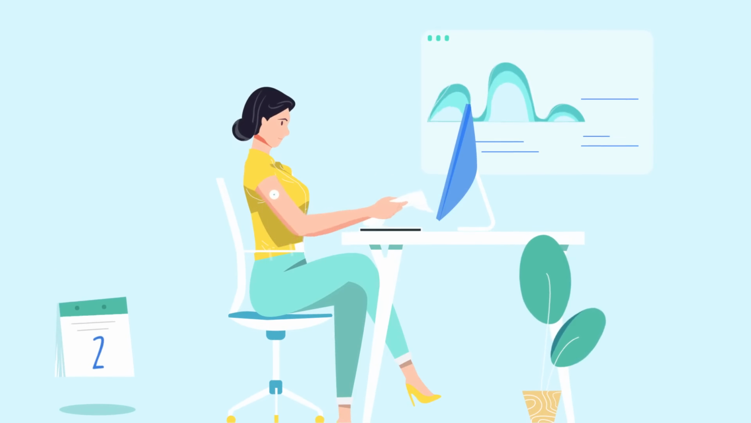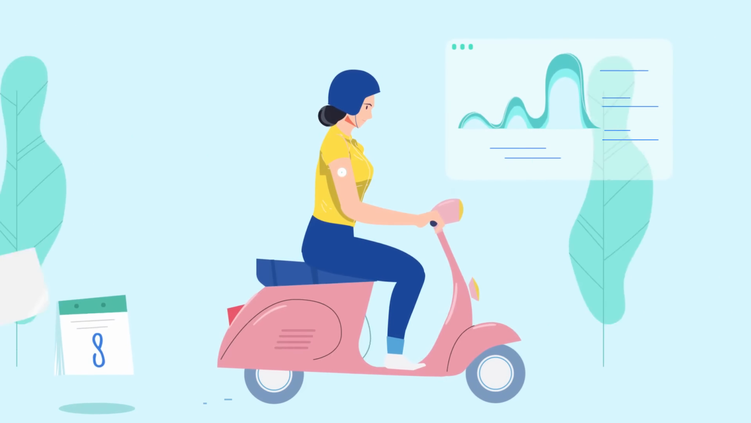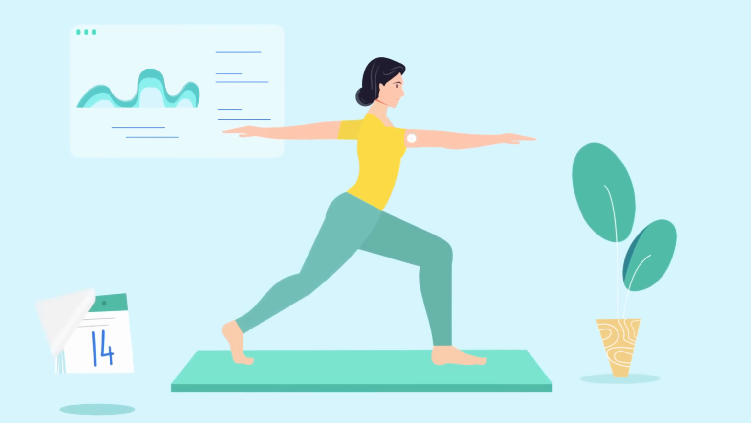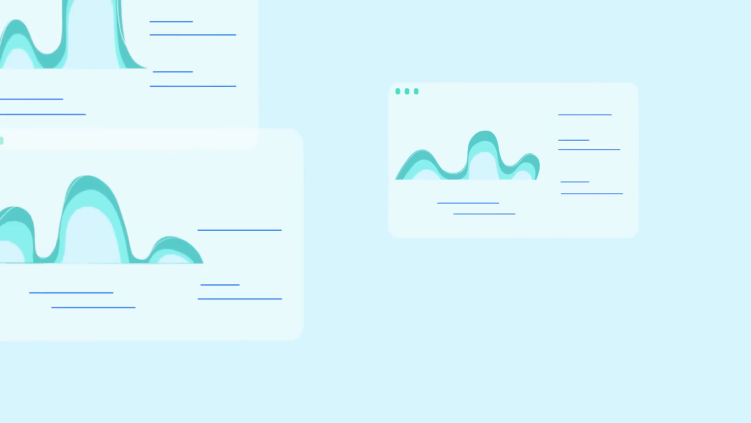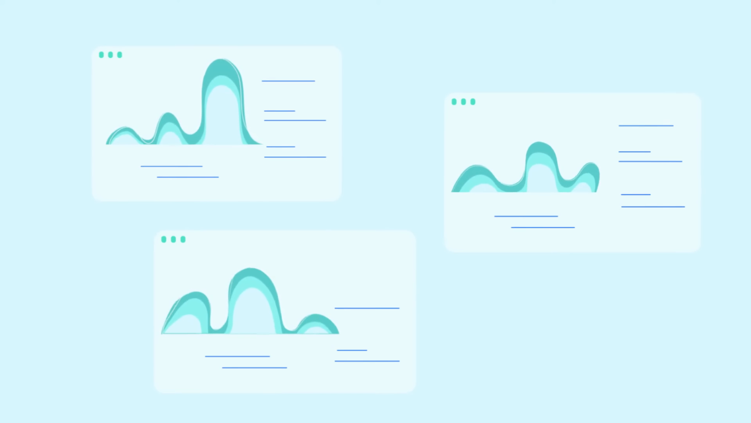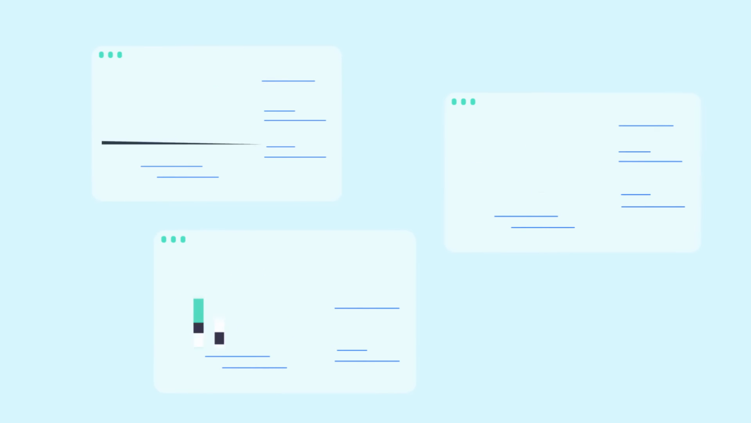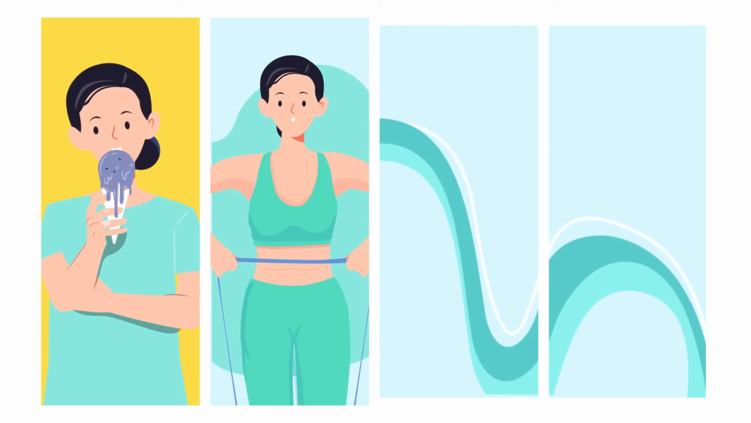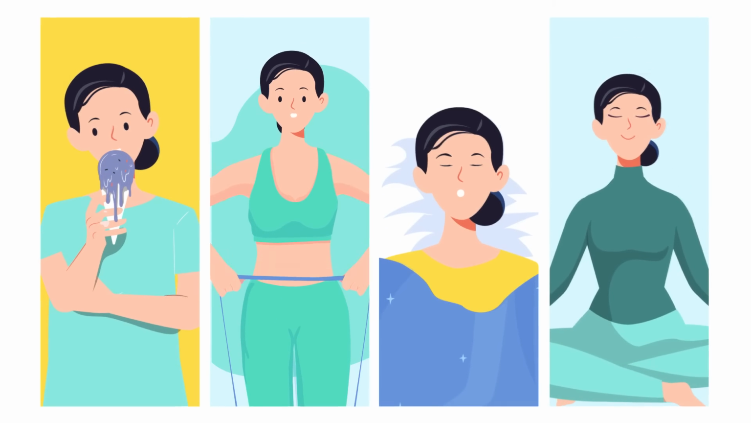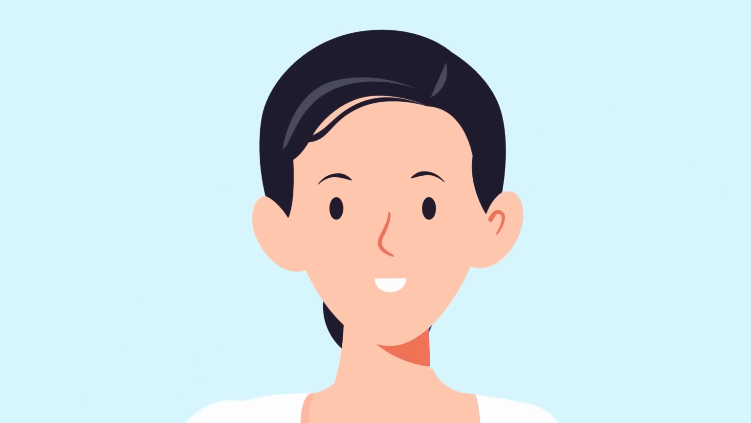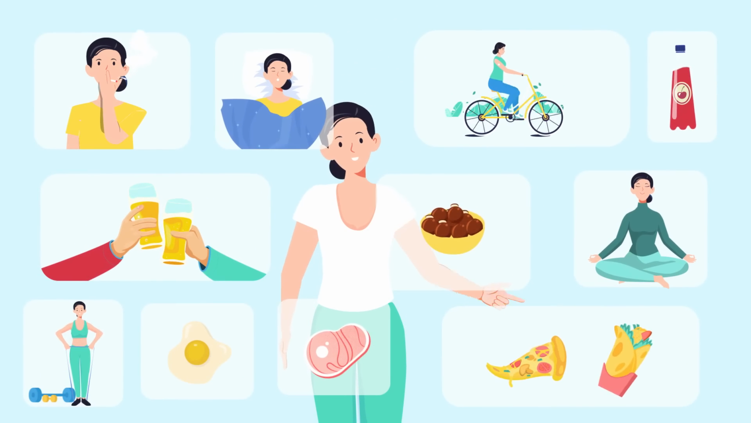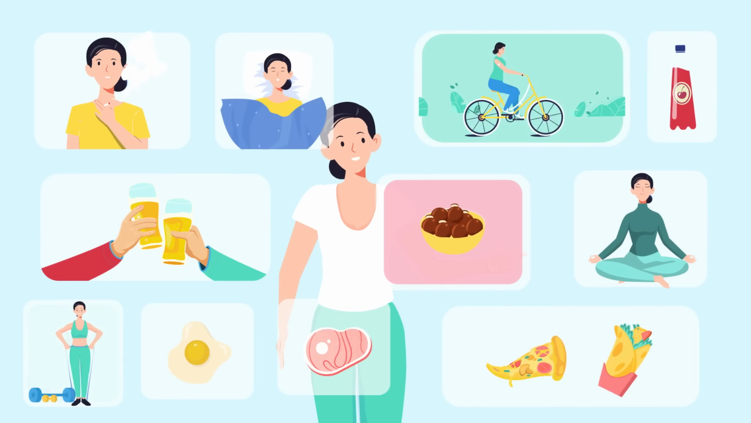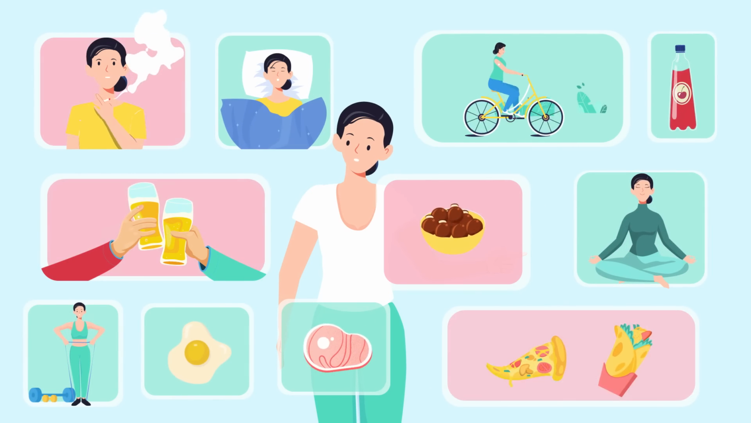A CGMS device is a small patch that attaches to your arm and painlessly takes blood sugar readings every 15 minutes for 14 days. These readings give a look at how the blood sugar levels vary for you throughout the day. Using our algorithms, we correlate the rise and fall of blood sugar levels with your food habits, exercise routine, and lifestyle in general. This helps you understand your personalized glycemic response and identify which foods and everyday habits are good for your health and which are not.